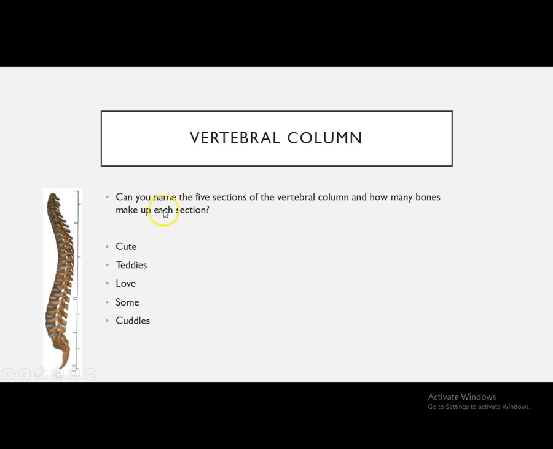So, vertebral column. Can you name the 5 sections of the vertebral column and how many bones make up each section? I've given you the memory method here to help you. Cute teddies love some cuddles. Can we pause this and have a go regards to what they're called and the number, please? So we have got cervical, thoracic, lumbar, sacrum and coccyx. We may have coccygeal at the bottom. And then we've got 7, 12, 5, 5, 4.